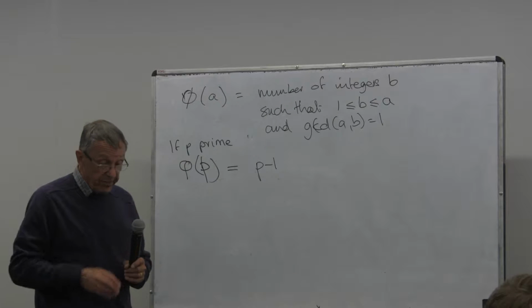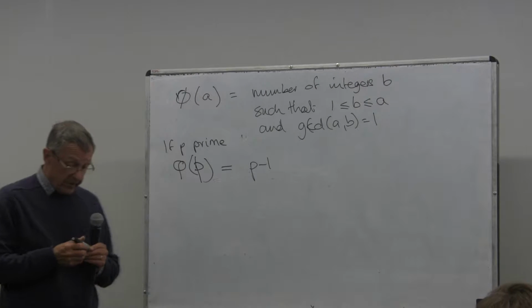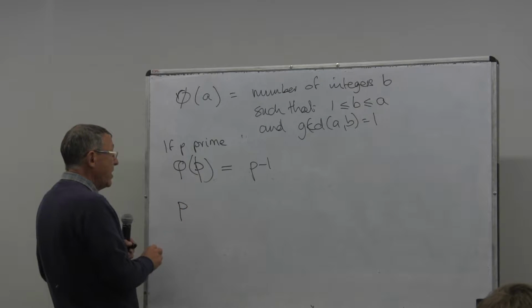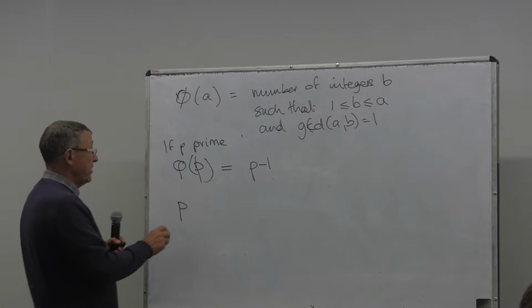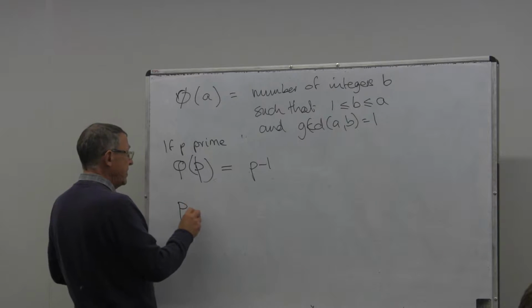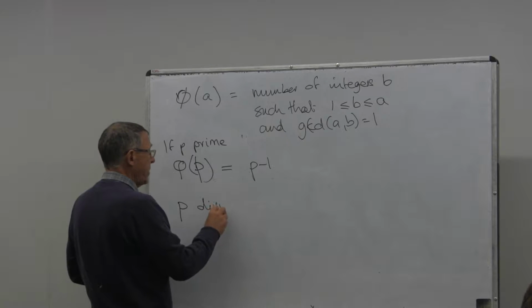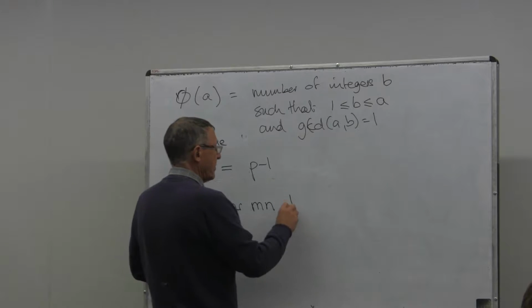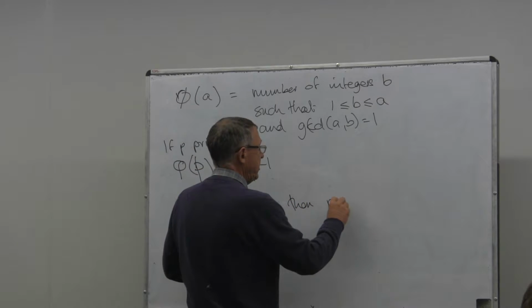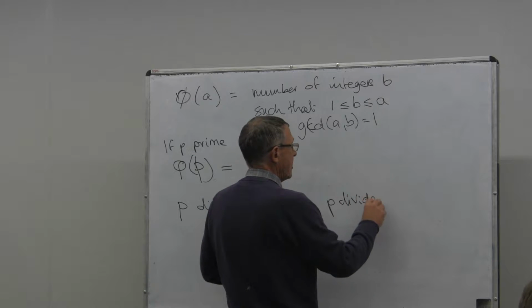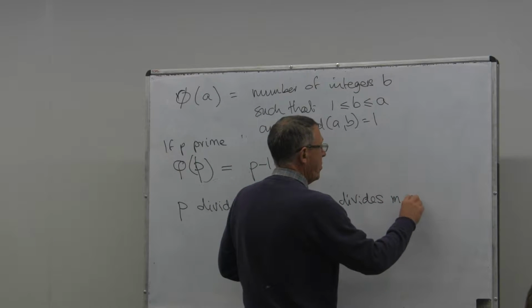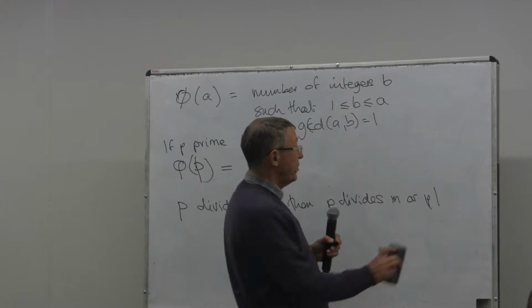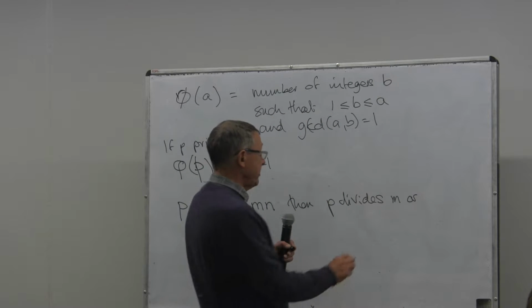Another interesting property of primes, which is perhaps not so obvious, is that if P is prime, then if P divides a product, P divides one of the factors, M, or P divides N. See, I'm trying to avoid that notation, or P divides N.